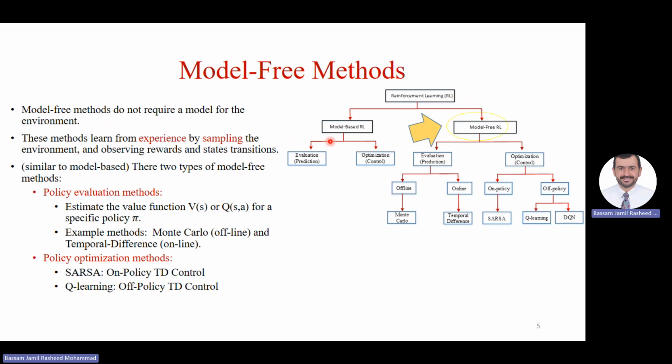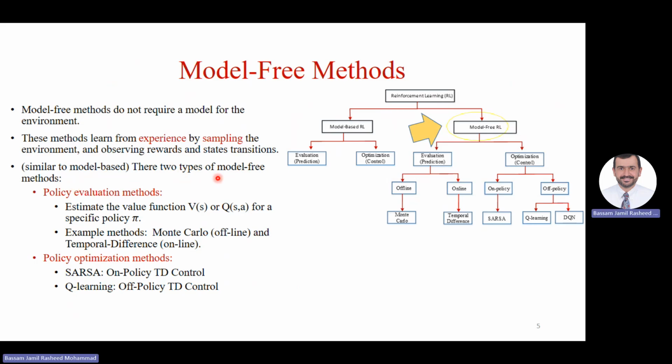And the model-based reinforcement learning approaches, to be honest, are limited in their application. But we studied them to prepare us for the model-free methods. Here we did the basics, but real life situations are almost all model-free reinforcement learning approaches. So we don't know the model, and we have to learn from experience by sampling the environment, observing the rewards and the state transitions.